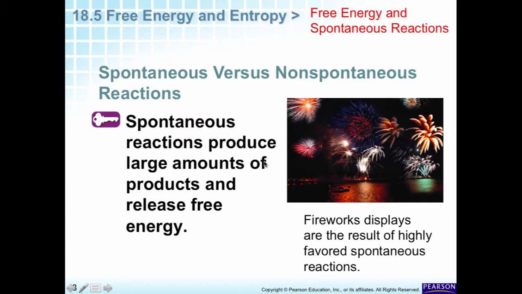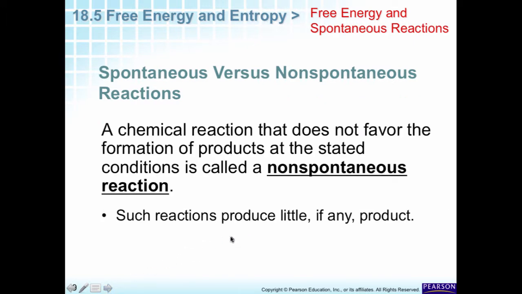Now a spontaneous reaction will produce a large amount of products and release free energy. For instance, fireworks are a result of highly favored spontaneous reactions. So they basically explode, electrons get excited, and then they fall back down, and that's why you see the colors you see. One that does not favor formation of products at the stated condition is called non-spontaneous. So there's a little bit of product produced.